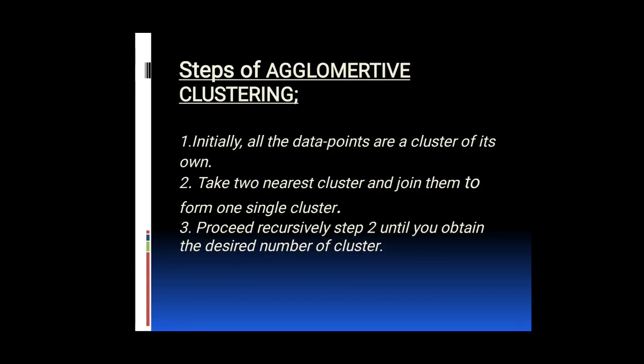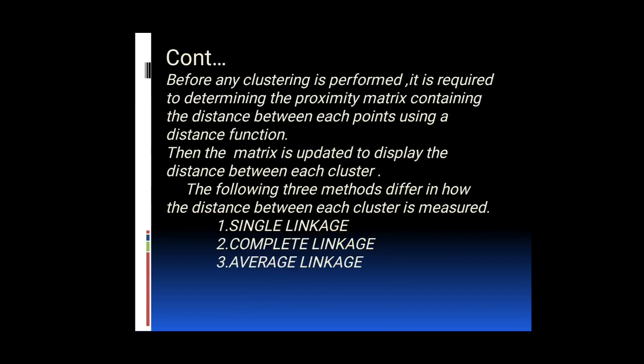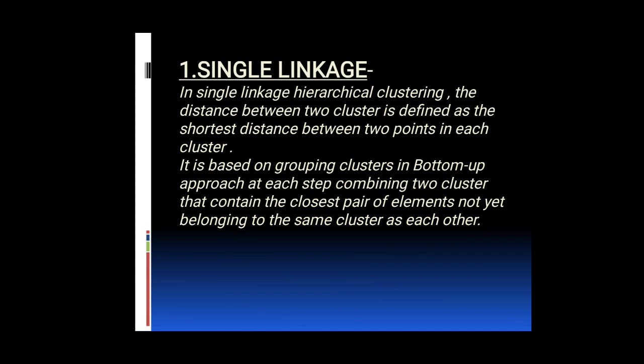Steps of agglomerative clustering. Initially, all the data points are a cluster of their own. Take two nearest clusters and join them to form one single cluster. Proceed recursively with step 2 until you obtain the desired number of clusters. The following three methods differ in how the distance between each cluster is measured. First one, single linkage, second, complete linkage, and third one, average linkage.